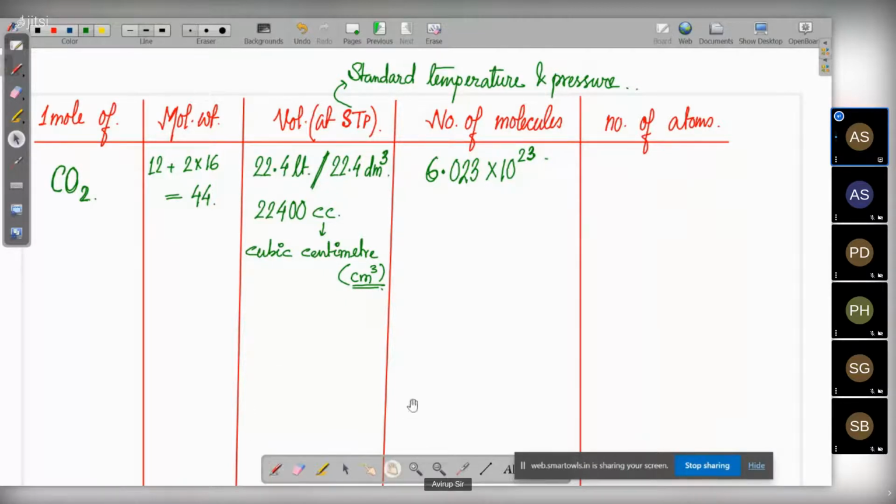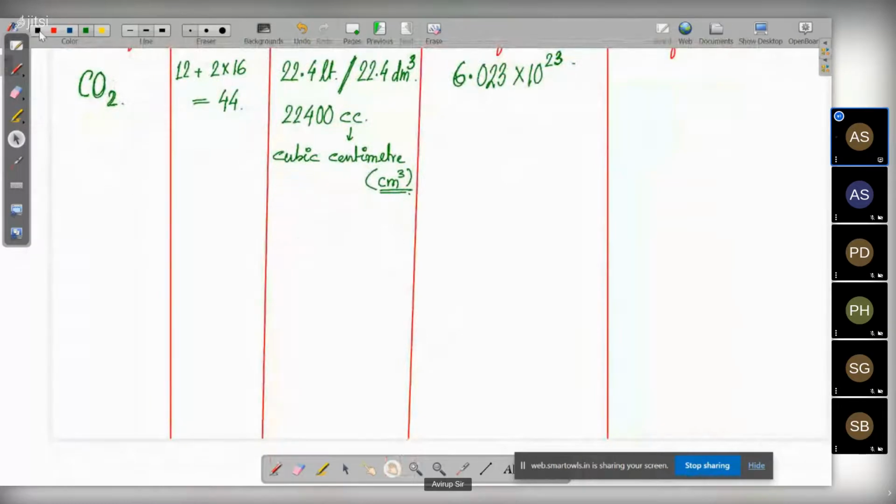Now see, if I use oxygen also, what is the molecular weight of oxygen? The molecular weight of oxygen is 32. Now 32 grams of oxygen also has a volume of 22.4 liters, and the number of molecules present in 22.4 liters is the Avogadro number.